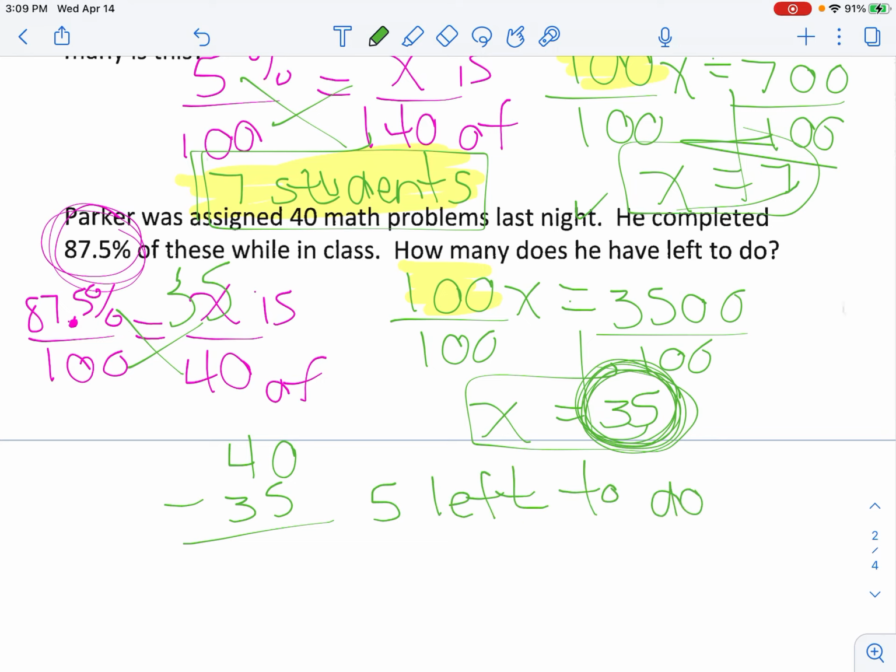Always read the question very carefully. A lot of kiddos are going to think their answer is that x equals 35. That is not what the question was asking. That's going to help you get to your answer, but that's not what the question was asking. How many problems left? 40 minus 35. He has got 5 problems left to do.